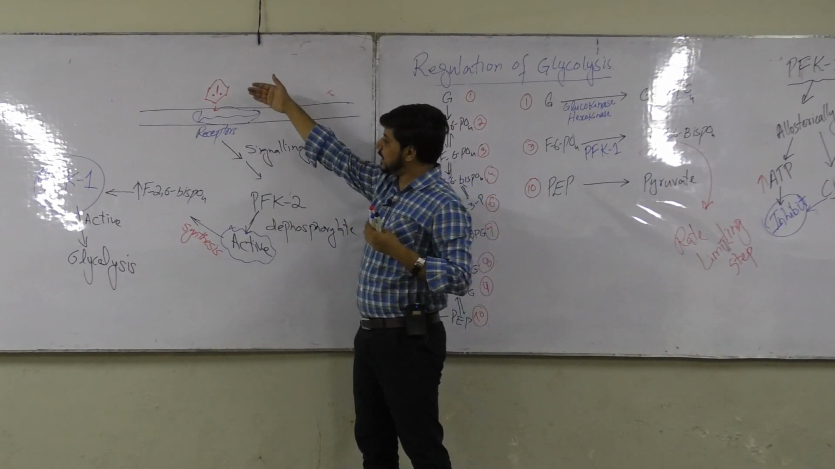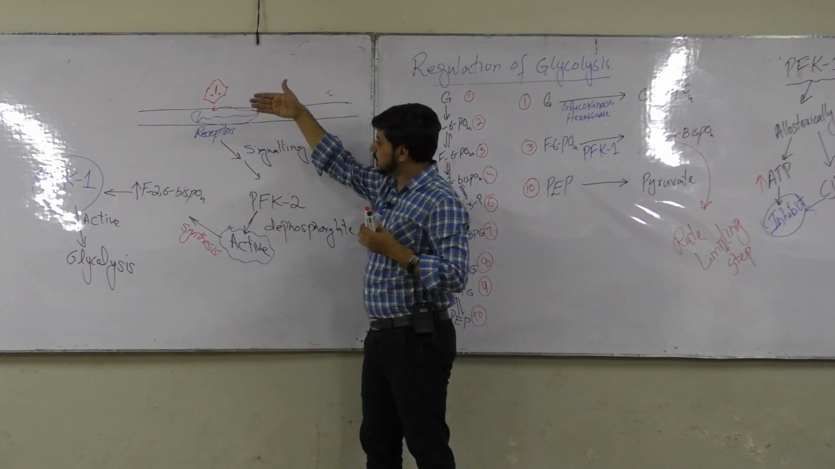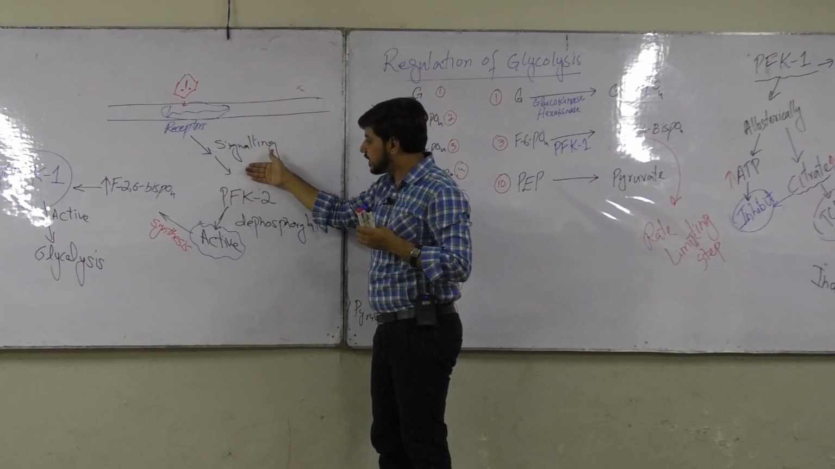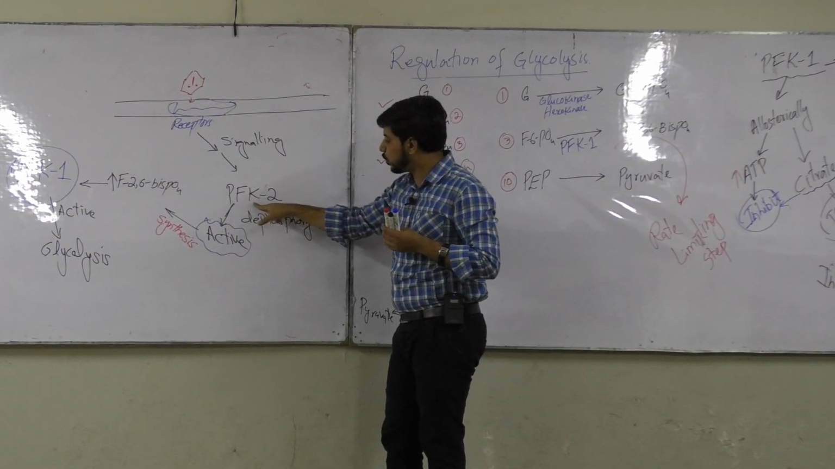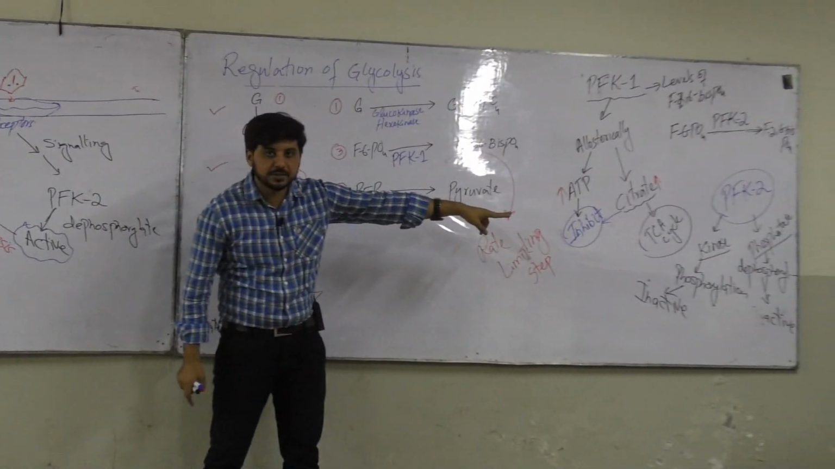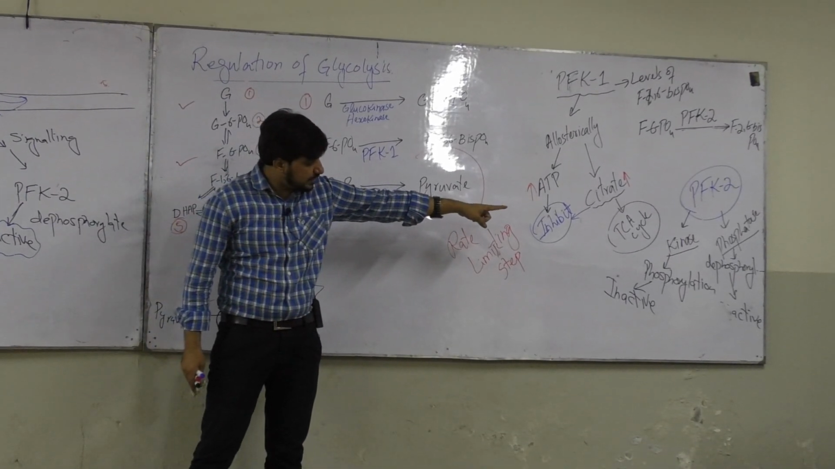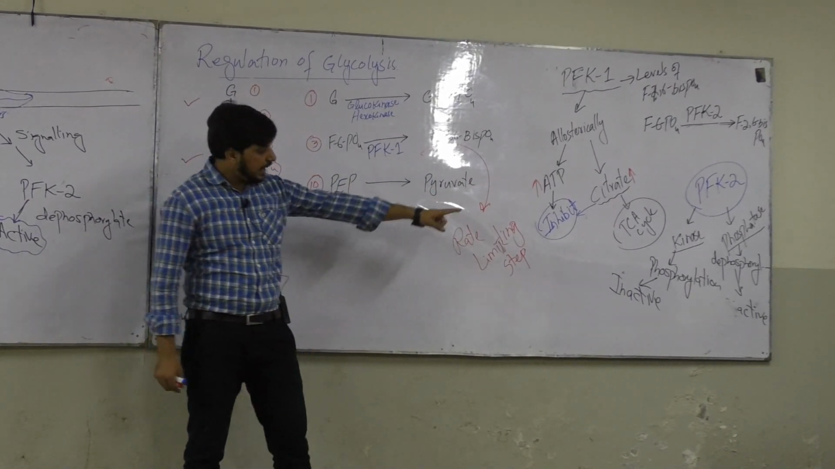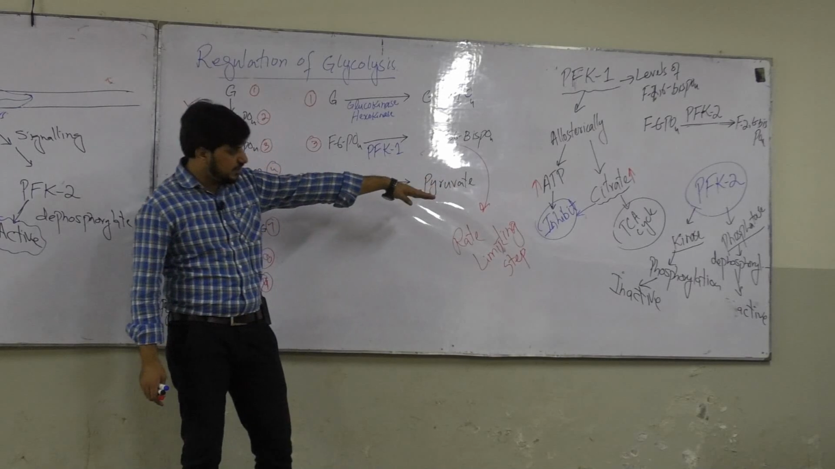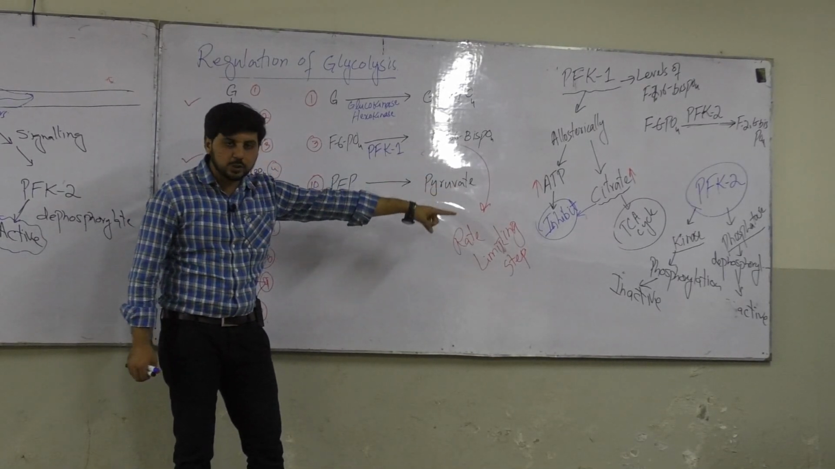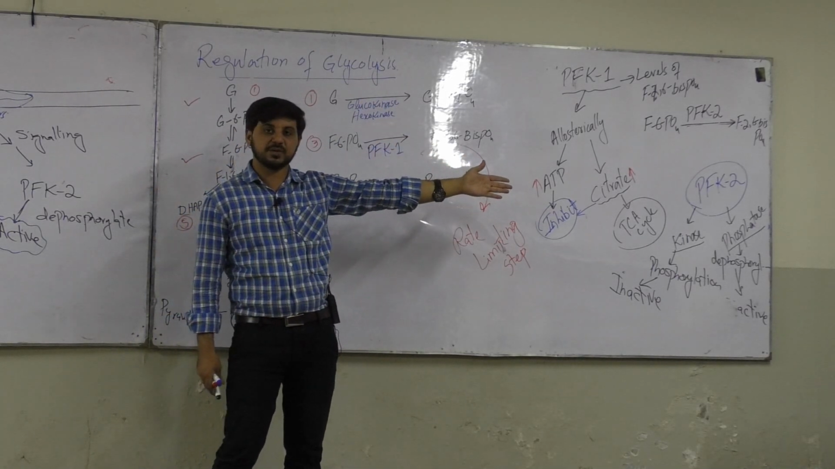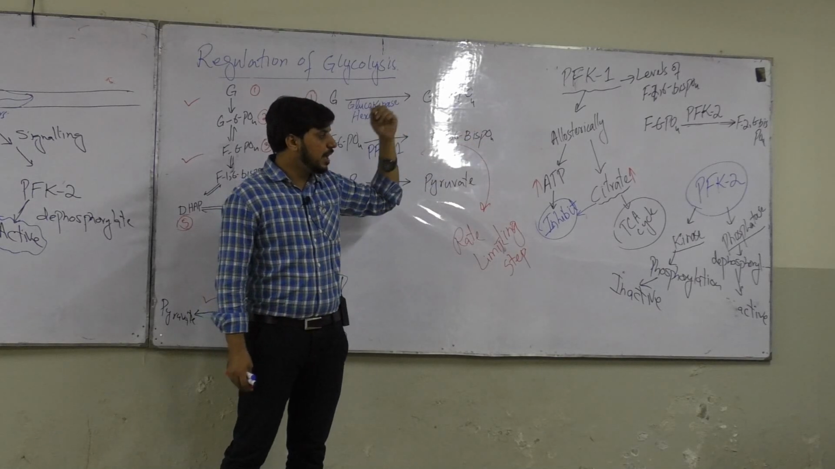And this insulin will become attached to the receptor, and after being attached, there will be a signal cascade down to PFK2, phosphofructokinase 2. As I have explained, it has two domains. Number one is the kinase domain and number two is the phosphatase domain. The kinase domain is for phosphorylation, and whenever there is phosphorylation, PFK2 becomes inactive. The phosphatase domain is for dephosphorylation, and whenever there is dephosphorylation, it becomes active.